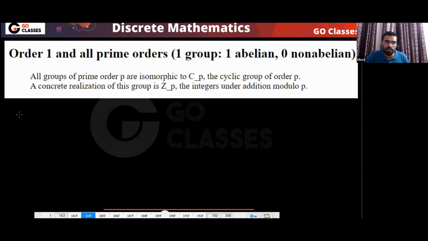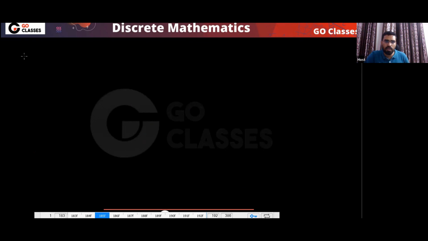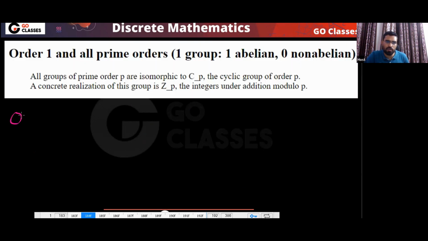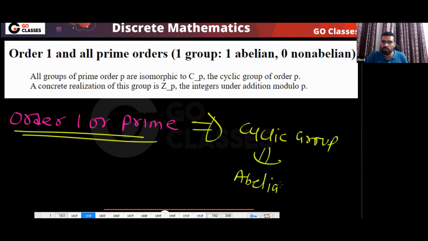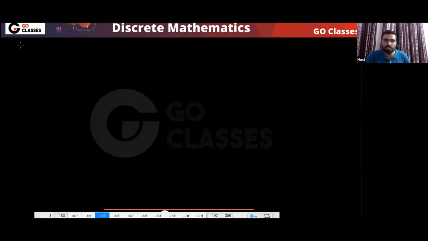So remember, if you have order 1 or prime, then it means it is a cyclic group, and a cyclic group implies it is an abelian group. Now one interesting question they can ask: how many non-isomorphic groups?